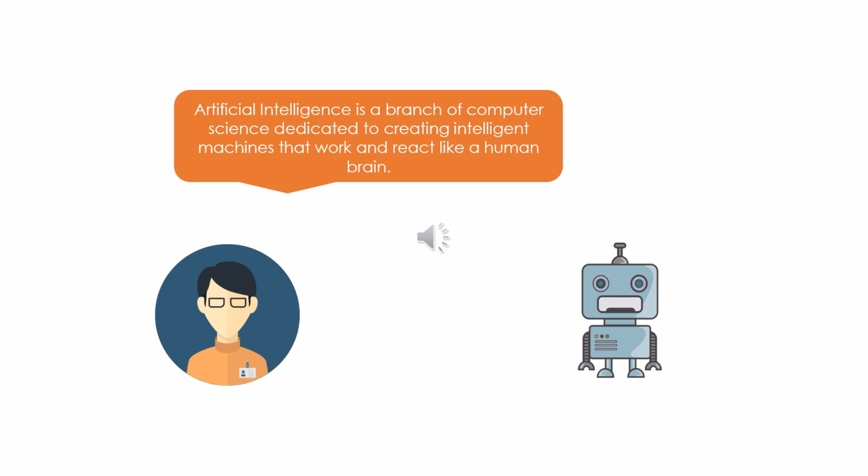Artificial intelligence is a branch of computer science dedicated to creating intelligent machines that work and interact like a human brain. Okay, before going deeper into AI, first we have to understand the differences between artificial intelligence and machine learning, and what the differences are between both techniques.